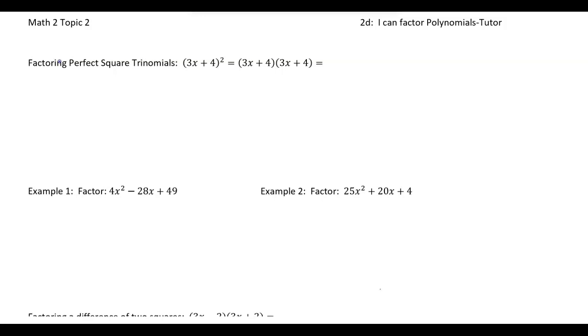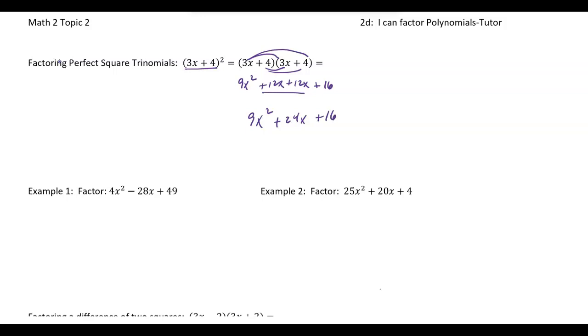If we square a binomial, we can write it out as 3x plus 4 times 3x plus 4. If we go ahead and FOIL this out, we would get 3x times 3x is 9x squared plus 12x plus 12x plus 16. And when we combine those middle terms, we get 9x squared plus 24x plus 16.